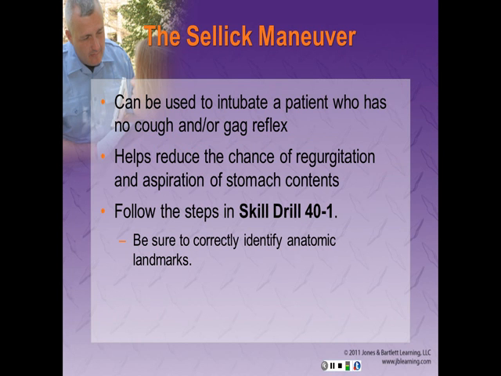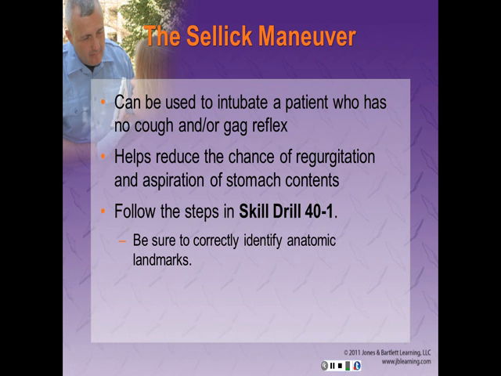The Sellick maneuver can be used to intubate a patient who has no cough or gag reflex. It helps reduce the chance of regurgitation and aspiration of stomach contents, and it moves the vocal cords into better view during the intubation procedure. You need to follow the steps in Skill Drill 40-1 to perform the Sellick maneuver. When you perform this maneuver, be sure to correctly identify anatomic landmarks to avoid damaging other structures and inadvertently obstructing the airway.